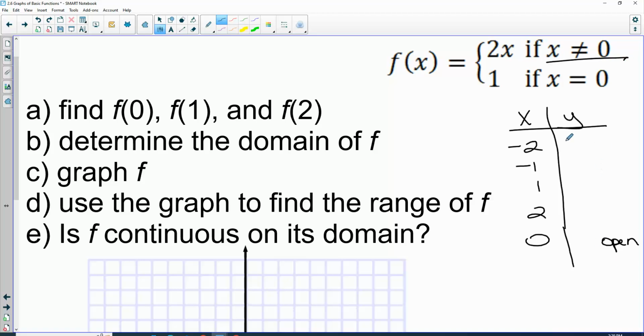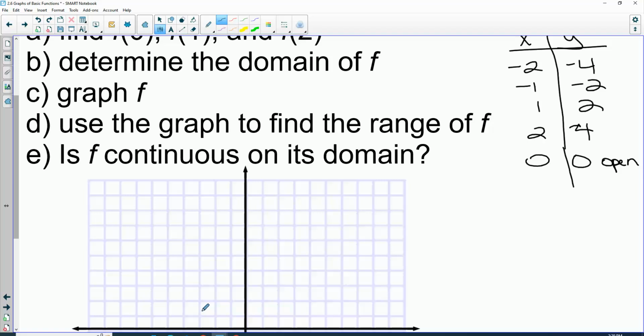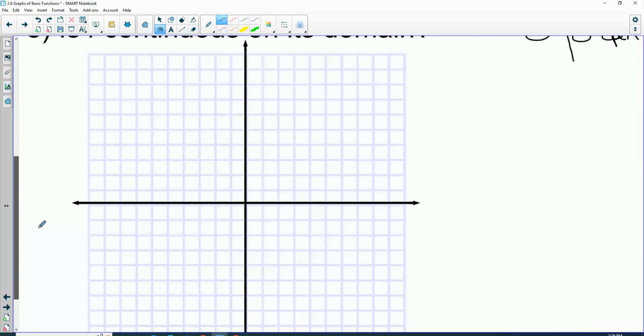it will be open. So if I put in -2, I get -4. -1 gives me -2. 1 gives me +2. 2, 4, 0, 0. So if I graph these, -2, -4, -1, -2, 0, 0, open. 1, 2, 2, 4. Isn't this just a line? Y-intercept of 0, slope of 2.